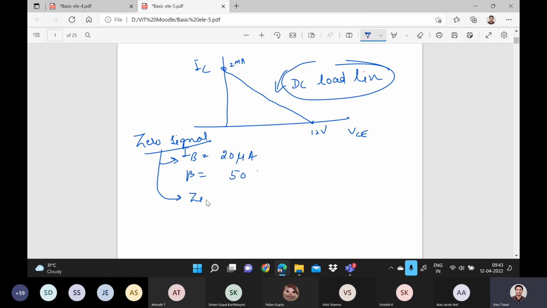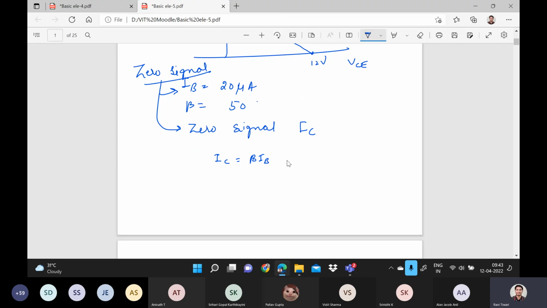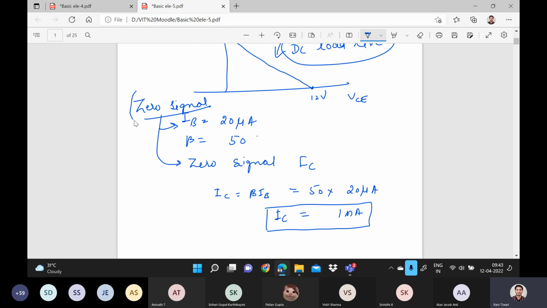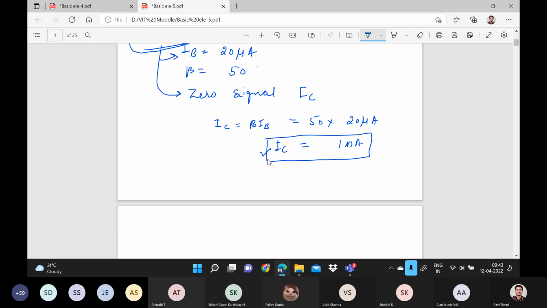So can we find out the zero signal IC? As you know, IC is equal to beta IB. Beta is given to us as 50, IB is given to us as 20 microampere. So it will be what? 1 milliamp. This is the value of IC. That means for finding out the Q point, we should get the value of IC as well as VCE. These 2 points we require.